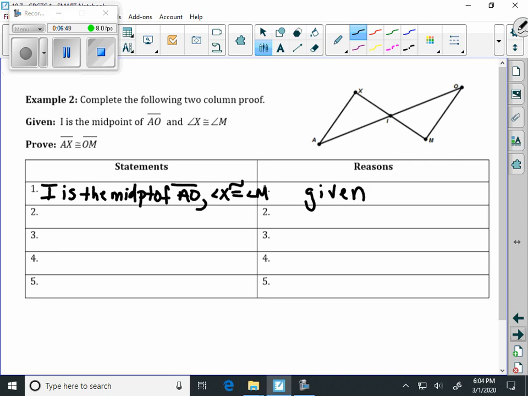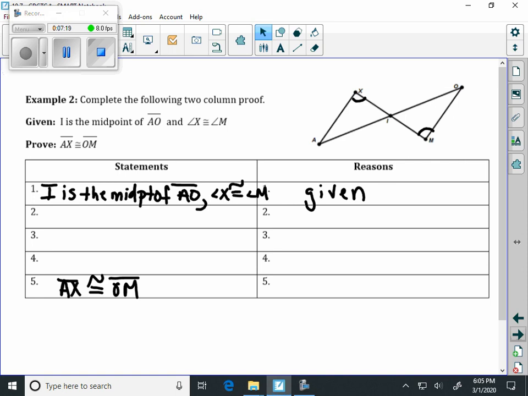And before we get too far, why don't we mark at least the fact that angle X is congruent to angle M. And let's fill in what we're trying to prove, which is going to go here in statement 5, and that's going to be our AX is congruent to OM. And now let's see if there's anything that we can fill in terms of reasons.